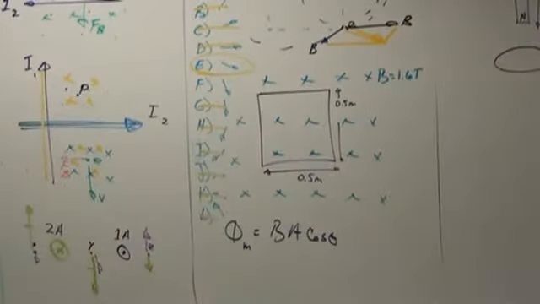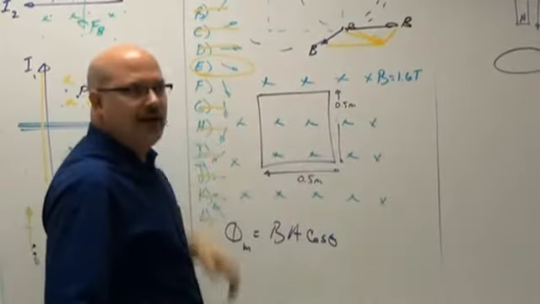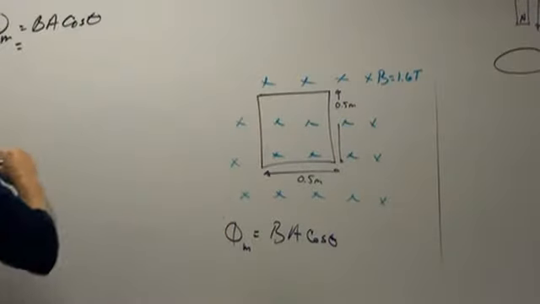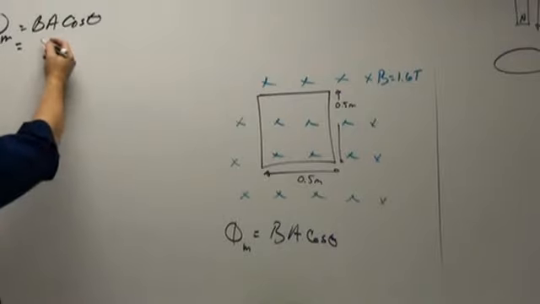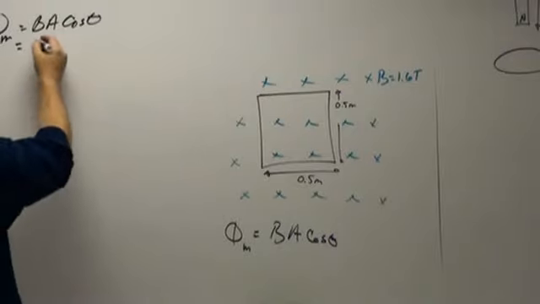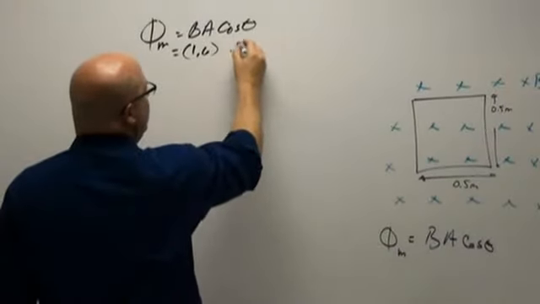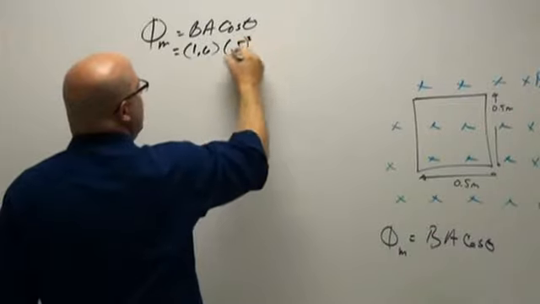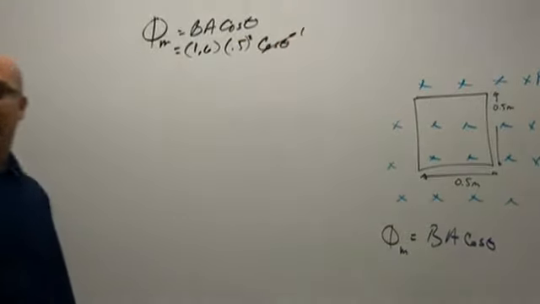Oh, this one first. Okay, this one right here. Tell me, what's the magnetic flux? What's my flux? Yeah, it's going to be 1.6 times 0.5 squared cosine of theta, which is 1, because it goes straight through.